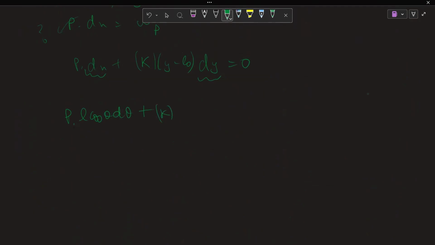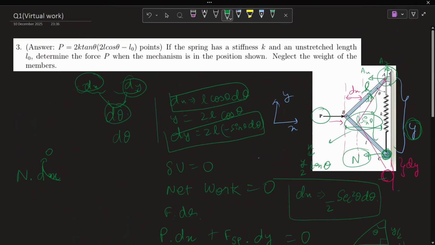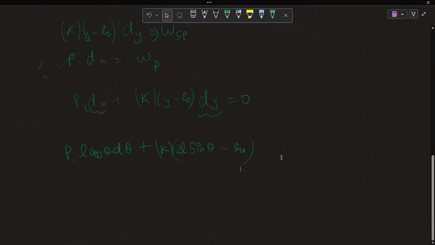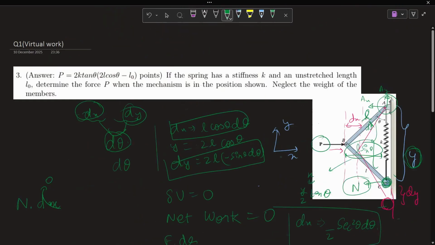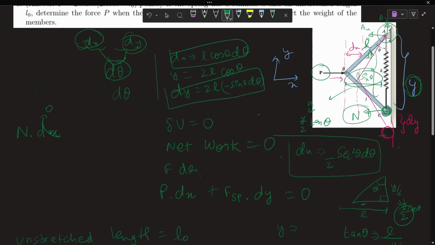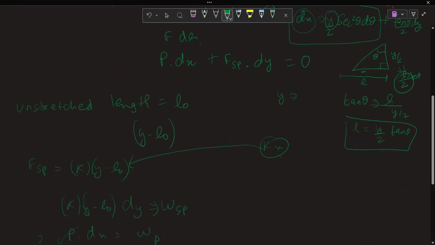K. What is phi? L sin theta. 2L sin theta minus L naught into dy. dy is minus 2L sin theta d theta equals to 0. The theta cancels as we told. The good point of taking L was that both L are getting cancelled, because one mistake here was that we were differentiating x, so we also have to differentiate y here. So plus tan theta by 2 into dy. So automatically we would end up getting here only.